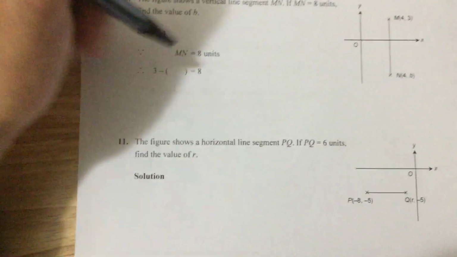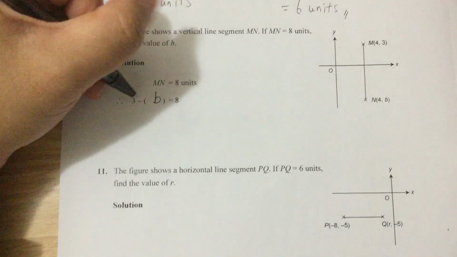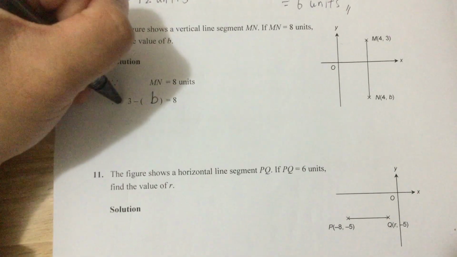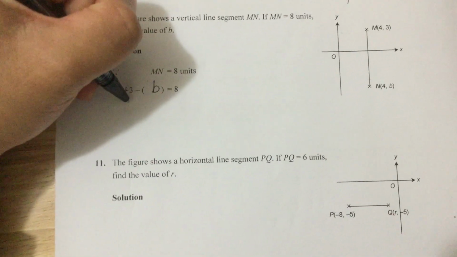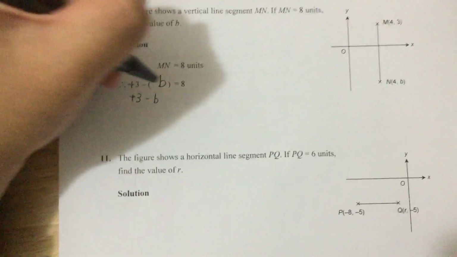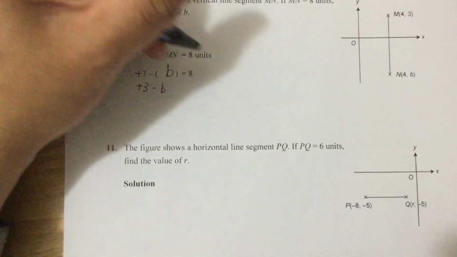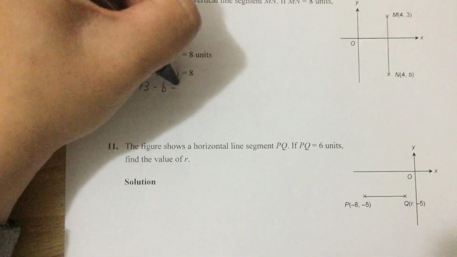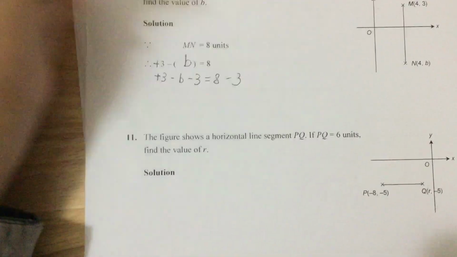So we have 3 minus B equals 8. So how can we calculate? Once again, every time we find this, if we do not write something here, this is positive. So positive 3 minus B. If you want to take away 3 and move it to the right hand side, you must minus 3. So you get 8 minus 3.